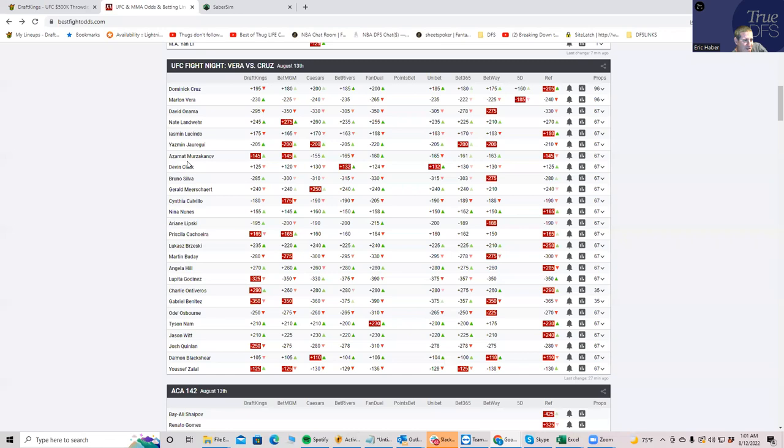And then you have Muradov versus Devin Clark. This is another one where, who knows, but Devin Clark is a very, very logical underdog to play in DFS. I mean, he's barely an underdog in the first place. He's 7,800 or whatever.